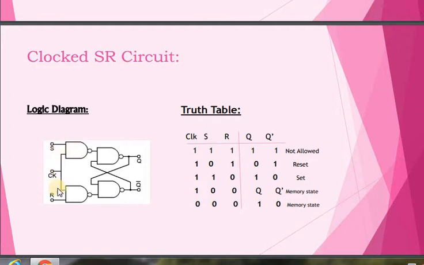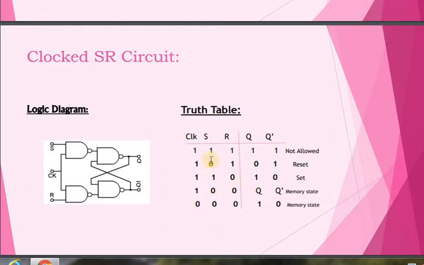When the clock is in the active state, for example, if you are giving the input clock signal as 0, the output Q will be 1 and Q complement will be 0. It is in the memory state. That is when the clock is 0.